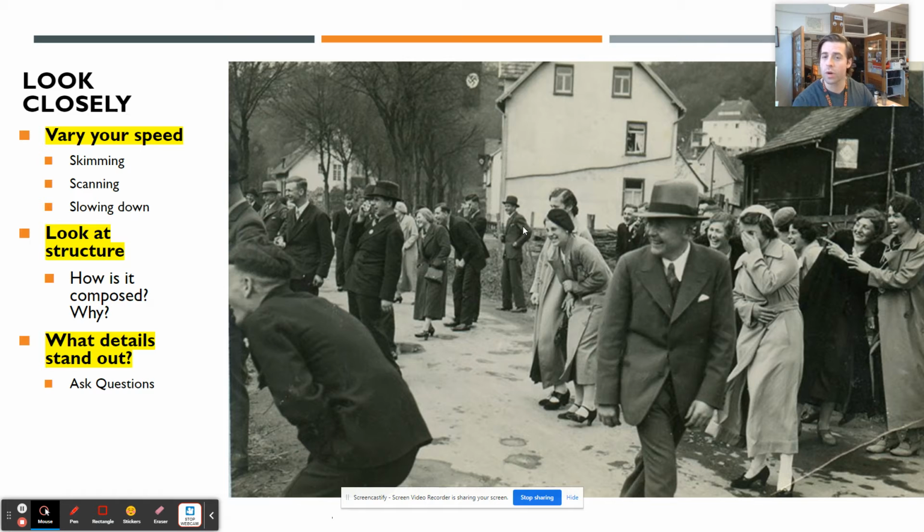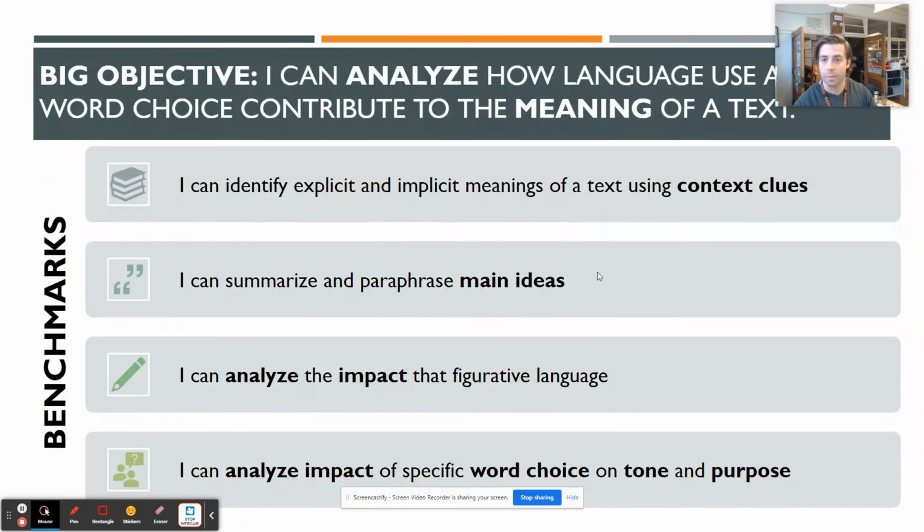And so that's what we're going to work on with reading. The same thing can happen. We can see the big picture, and now it's about looking at the smaller pieces and details that help make that up. To do that, we're going to break this down into four different skills. We're going to look at word choice and identify things with context clues. We're going to try to identify main ideas. We're going to take a look at figurative language, and we're going to look at word choice and tone. Those are going to be our four benchmarks that I want us to work towards.